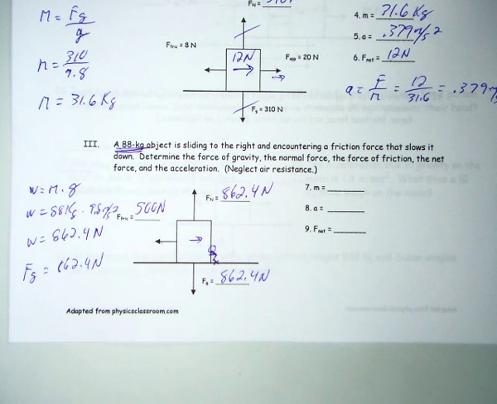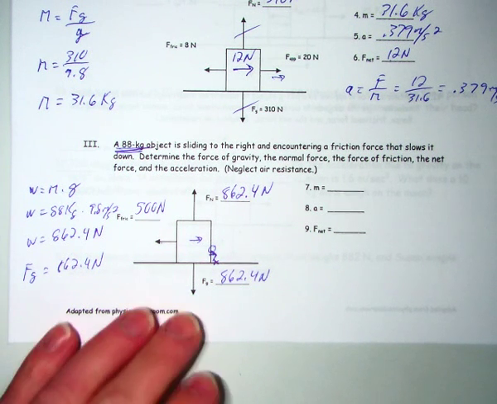As long as your object is sliding across a horizontal surface, like every single last one of these problems is concerned, your weight and your normal force are going to cancel each other out always. If the object's going left or right, then there can't be any up and down force. So if there is a force, it has to get canceled out by another force.